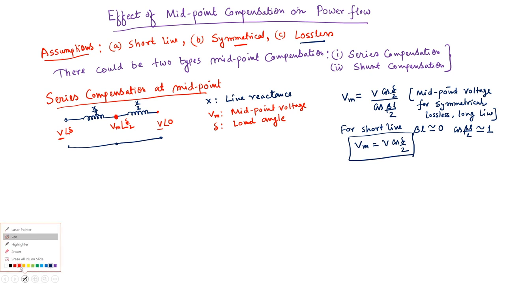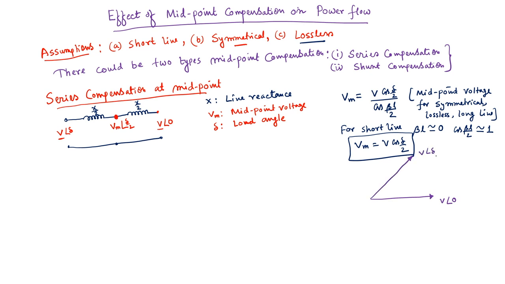Now, if we need to draw the phasor diagram for this circuit, then this phasor diagram will be something like that. Here we have this voltage V at an angle 0 and here we have this voltage at the sending end side, which is V at an angle delta. So, this is the angle delta. The difference of these two voltages, one at the sending end and another at the receiving end, is the voltage drop that is happening through the line.